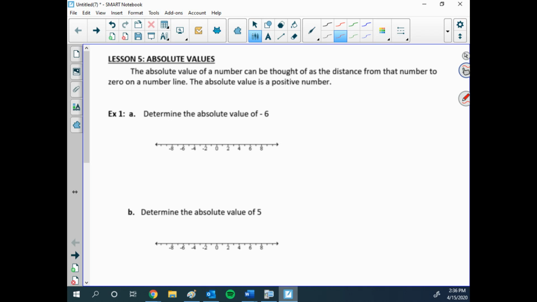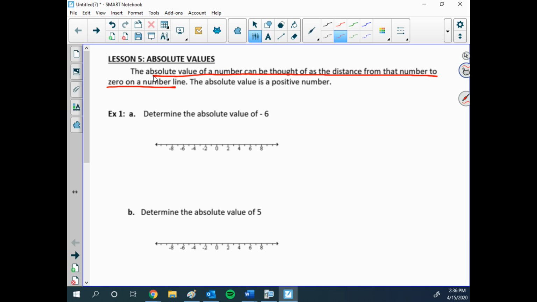Today we're taking a look at a different topic than what we've been looking at the last few lessons. We're looking at absolute values. So we're going to move from radicals to absolute values. There's no real overlap here. The absolute value of a number can be thought of as the distance from that number to 0 on a number line. So let's take a look at some number lines and see what that means.